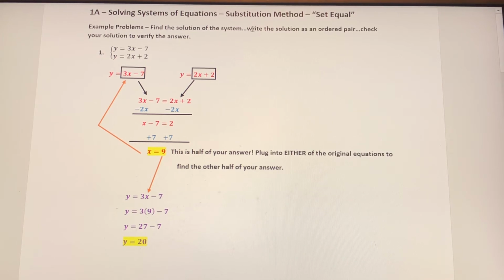Now, I want to write my solution as an ordered pair, and it's always going to be x comma y. So x comes first, 9. Y comes second, 20. And so the solution to this system of equations is 9 comma 20. You can plug both those values into this equation. You're going to get a true statement as well, and you can always check your work.